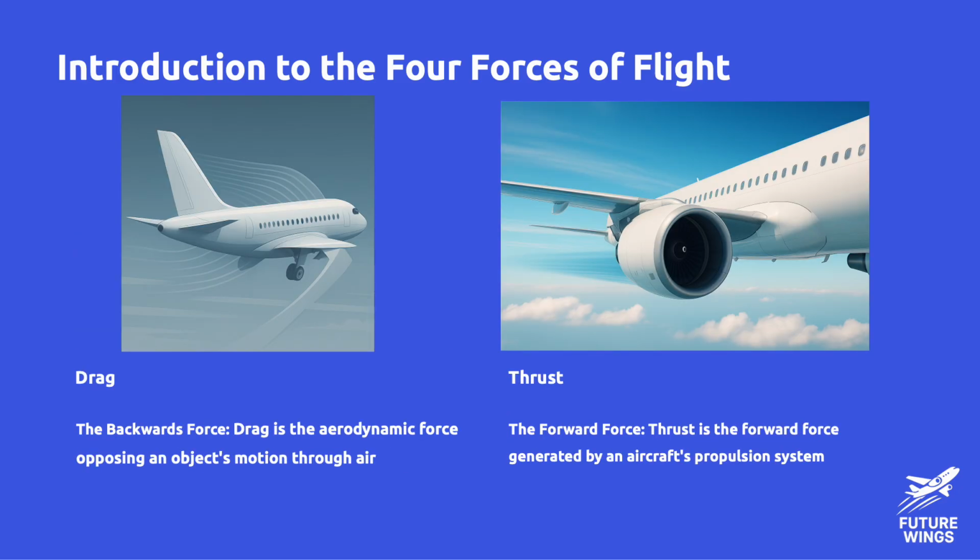Moving on to the next two forces, they're going to be drag and thrust. So drag is the backwards force, or the air resistance, that opposes the plane's motion through the air. It's similar to the resistance that you feel when you're sticking your hand out of a moving car, right? Thrust is the forward force generated by the plane's propulsion system.